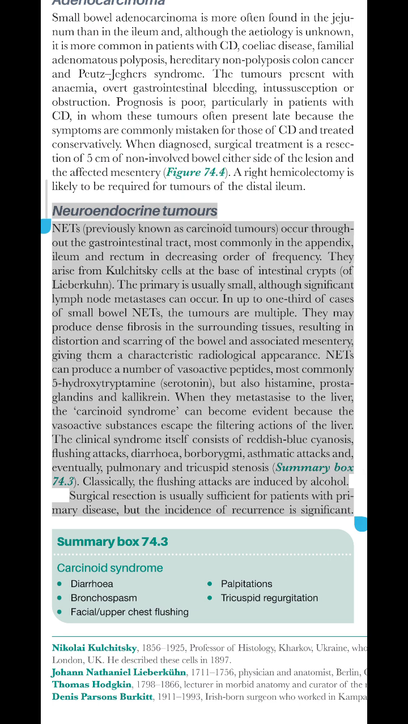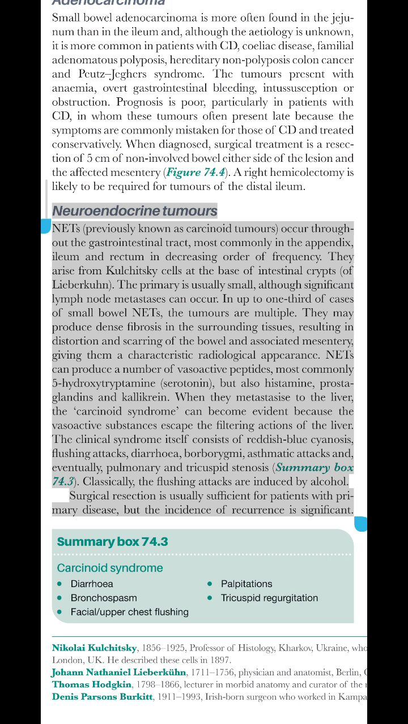Neuroendocrine tumors, NETs, previously known as carcinoid tumors, occur throughout the gastrointestinal tract, most commonly in the appendix, ileum and rectum in decreasing order of frequency. They arise from Kulchitsky cells at the base of intestinal crypts of Lieberkühn. The primary is usually small, although significant lymph node metastases can occur. In up to 1/3 of cases of small bowel NETs, the tumors are multiple.